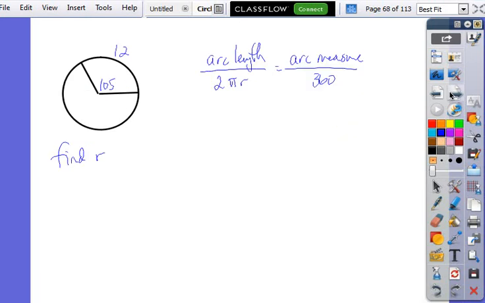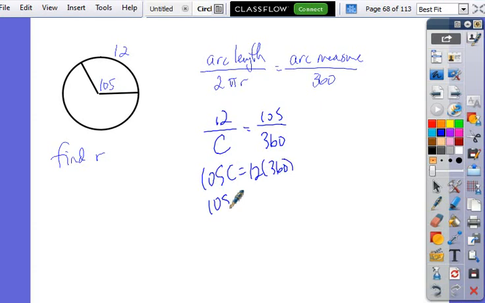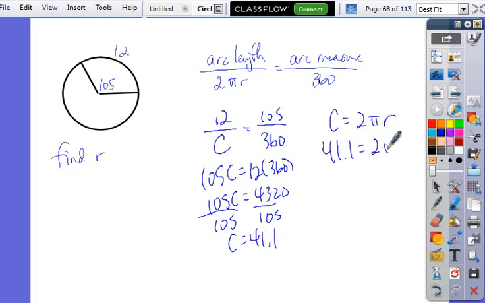So if it says find radius and it looks like this, I'm going to start by saying find circumference. So I'm going to take the 2 pi r out, put the C in. So I wind up with 105C, 12 times 360. 4320 divided by 105. Like 41.42. All right, so I find C, and then I go and do what we just did a second ago, and say, okay, 41.4 equals 2 pi r, divided by 2 pi.